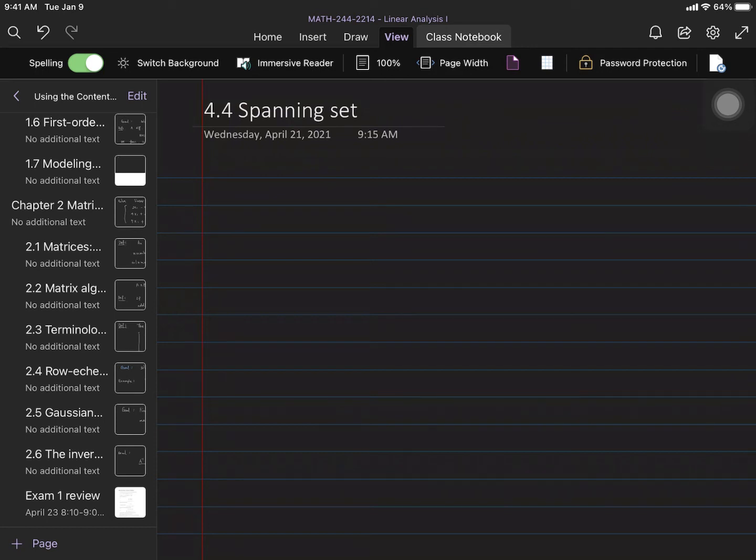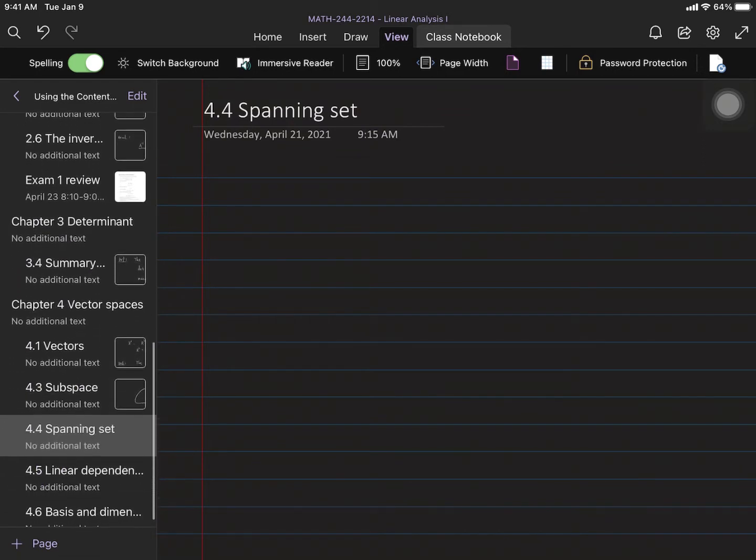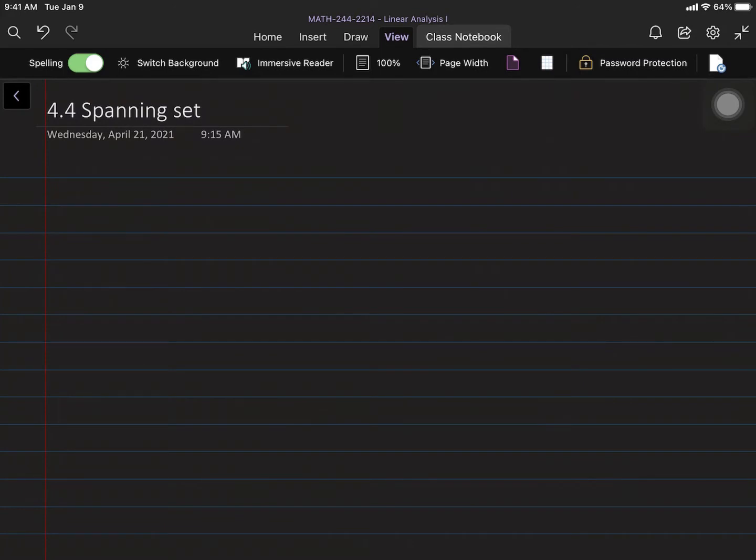Hello everyone, today we're going to learn 4.4 spanning set. Before we do the definition, I want to give you some idea what is a spanning set. Okay, so let's think about R2.